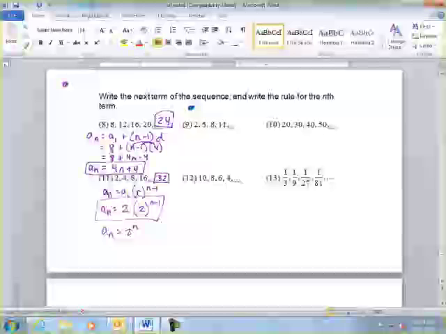For number 9, arithmetic or geometric? Arithmetic, adding 3, so the next term would be 14 then. And we'll use the arithmetic formula, which is the same one we used in number 8. So that's first term 2 plus n minus 1 times the difference, which is 3. When we distribute through and combine like terms, we should end up at 3n minus 1.